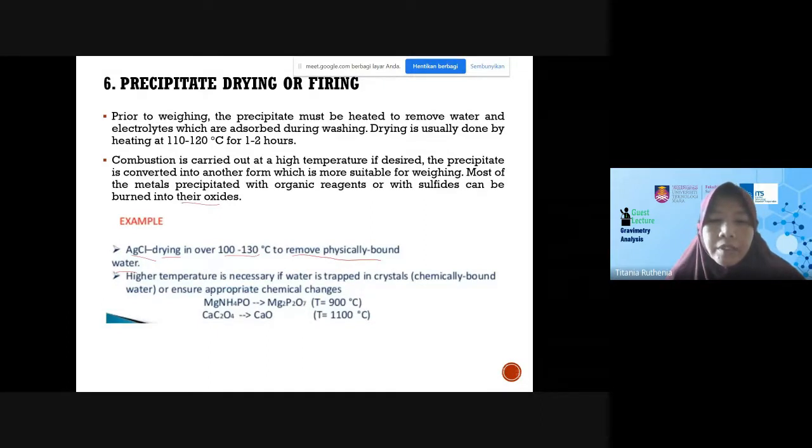However, if, for example, we want to convert the precipitate into another form of material so that it is easy to weigh, we can perform it at a higher temperature. For example, this one, calcium oxalate, we can heat at 1100 degrees C so that it becomes calcium oxide. Or this one, Mg ammonium phosphate, to become Mg2P2O7. We can burn or heat it at 900 degrees C.